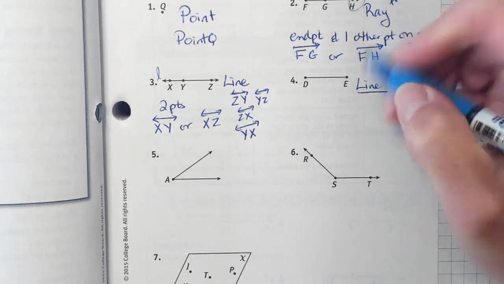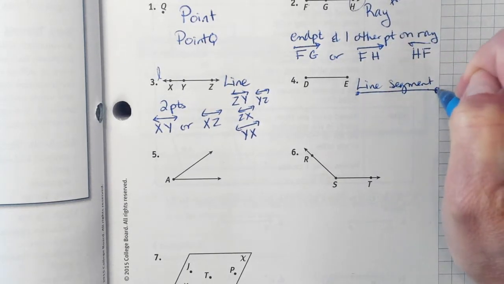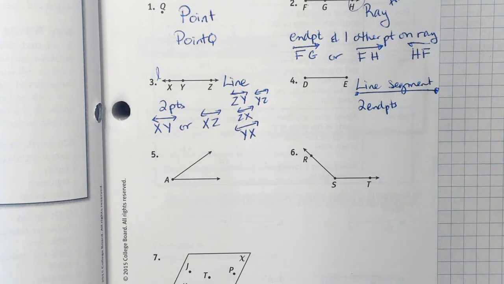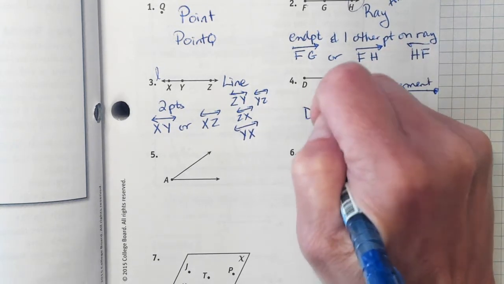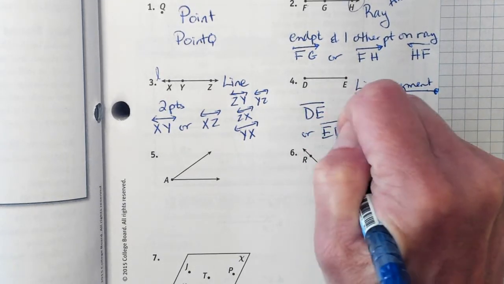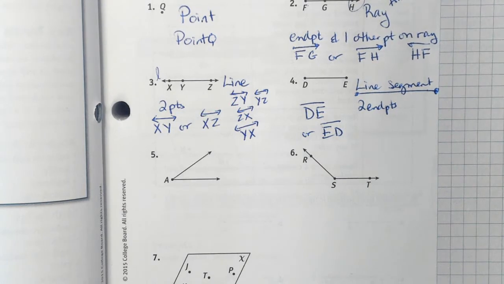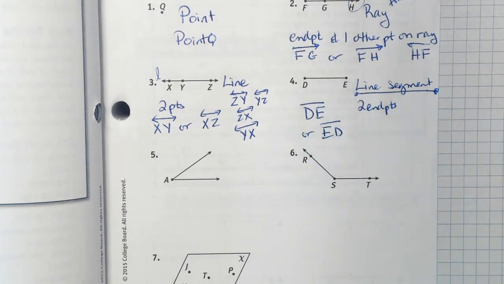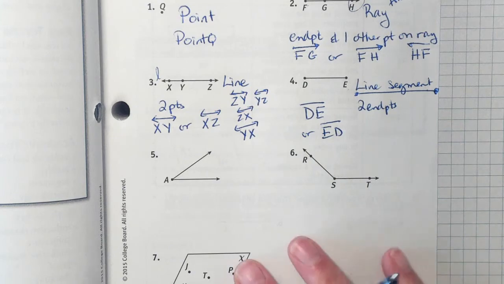So when we talk about a line segment, it has 2 endpoints, and we use both of those endpoints. So we would name this as segment DE or segment ED. If it had other points on it, we wouldn't use them because we have to use the endpoints. So we say where the segment starts and stops.